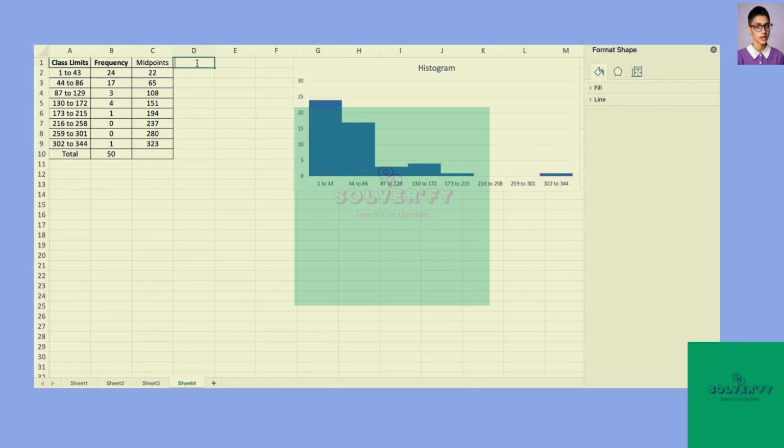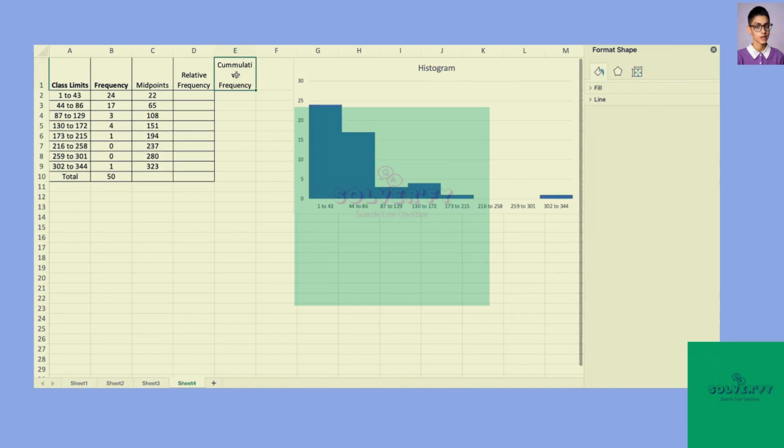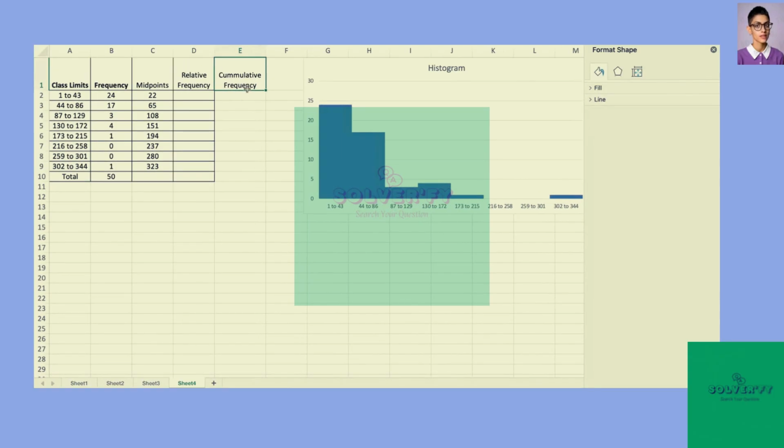And then I need to find the relative frequency. I'm just going to box this off and center it. Center, box it off. I'm also going to wrap that. And then I'm also going to have to find the cumulative frequency. I'm going to wrap this, make it a little bit bigger, and close it off. Okay, so relative frequency.